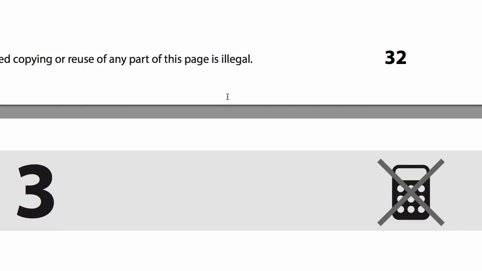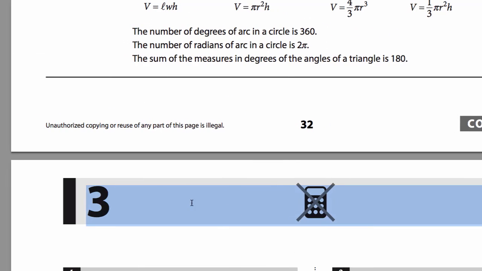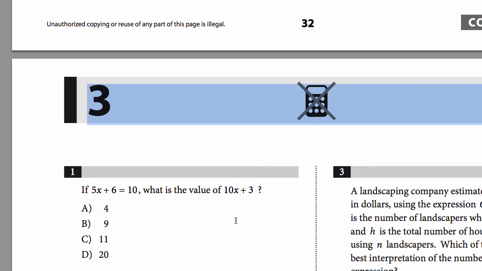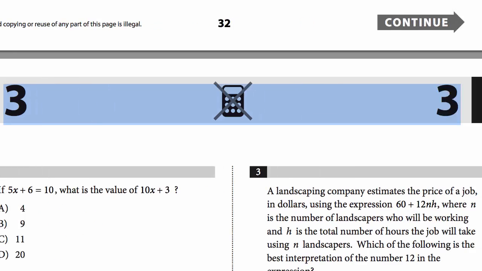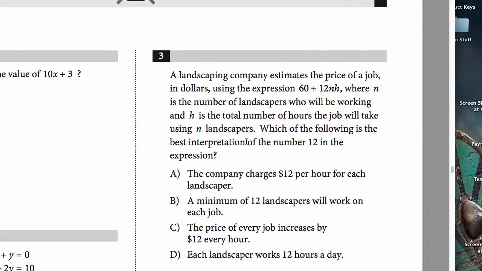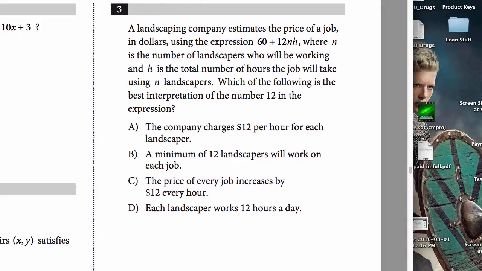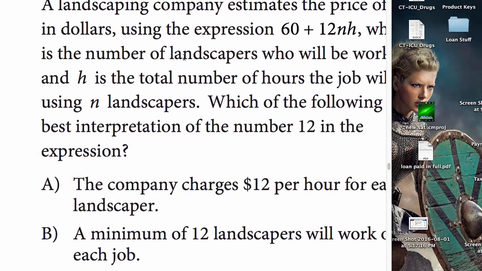Number 3. Let me just move the screen here. Sorry. I got the pen on, so if I try and scroll and use the pen at the same time, it gets a little wonky there. All right.